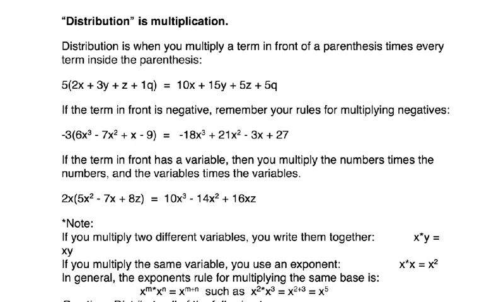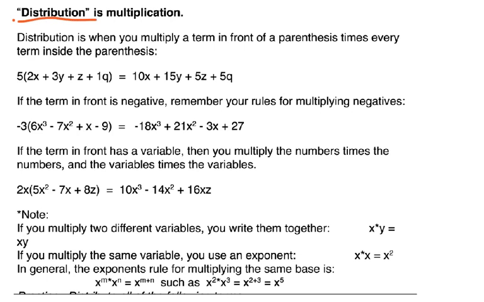This lesson is about distribution. Distribution simply means multiplication. It's when you multiply a term in front of a parenthesis, such as a 5, times every term inside of the parenthesis. I like to use lines, I call them rainbow lines, to show that I'm multiplying the number in front of the parenthesis times every number inside of the parenthesis.